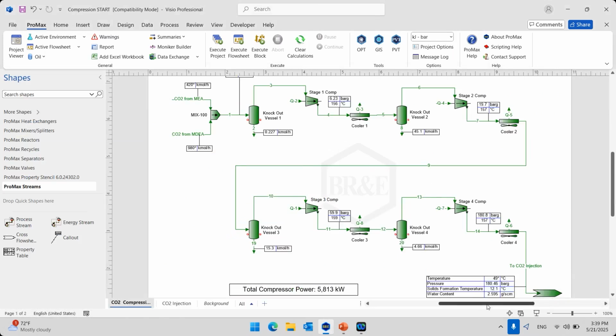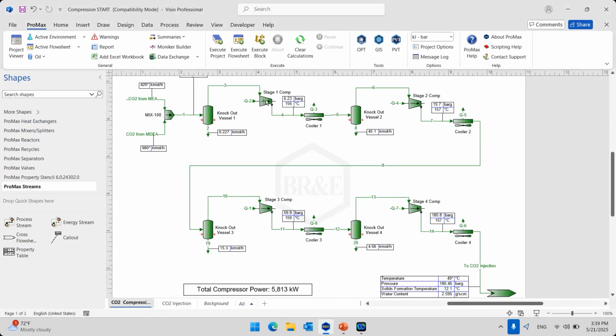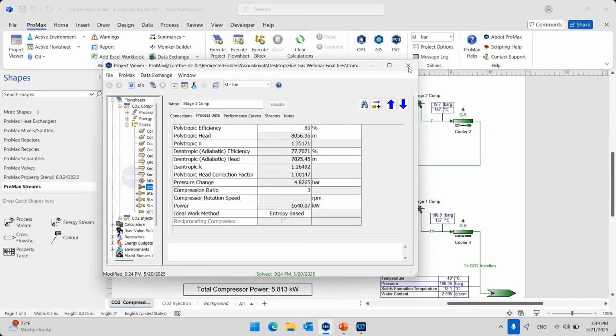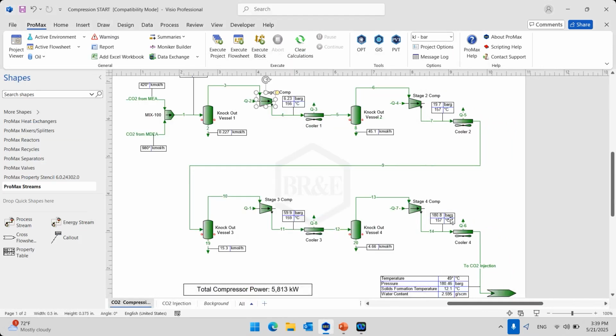Okay, so right now my model is using a compression ratio of 3, so quite high. With that, I'm hitting a very high temperature after the last compression stage, 157 degrees, which is not something I would recommend, because it could cause problems for the metallurgy of your compressor, and it could also mean that you might not be able to cool it down in this cooler.